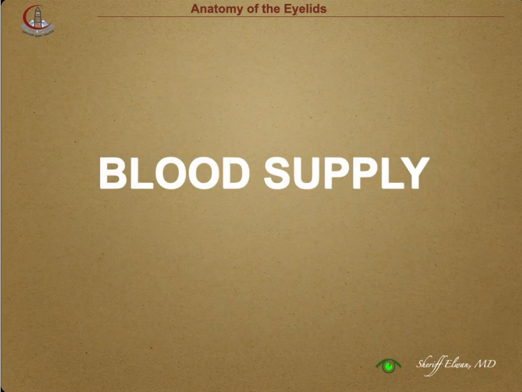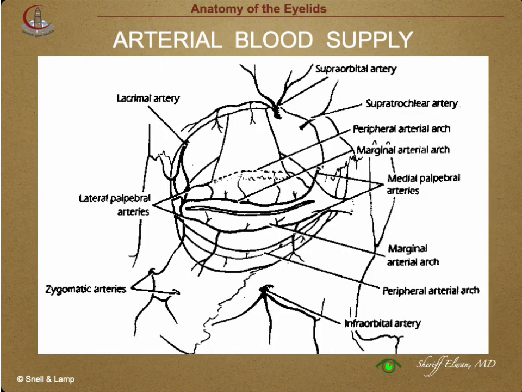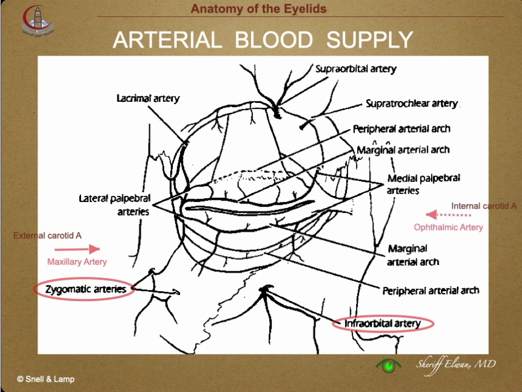Now we come to the blood supply of the eyelids. The blood supply of the eyelids comes from the external carotid through the maxillary artery that gives off the zygomatic arteries and the infraorbital artery. So this is the external carotid artery giving the maxillary artery, which gives off the zygomatic and infraorbital artery.